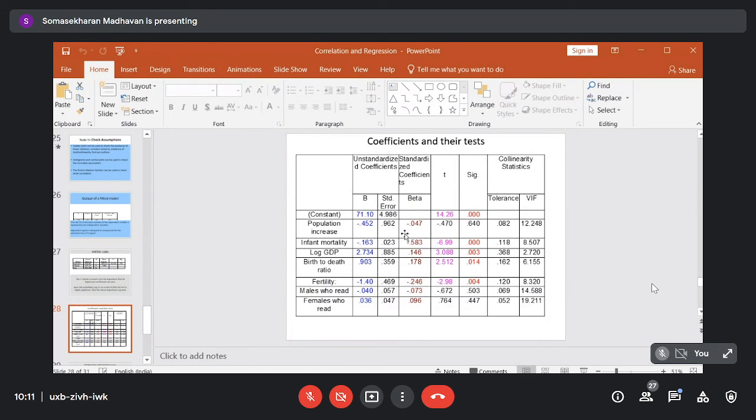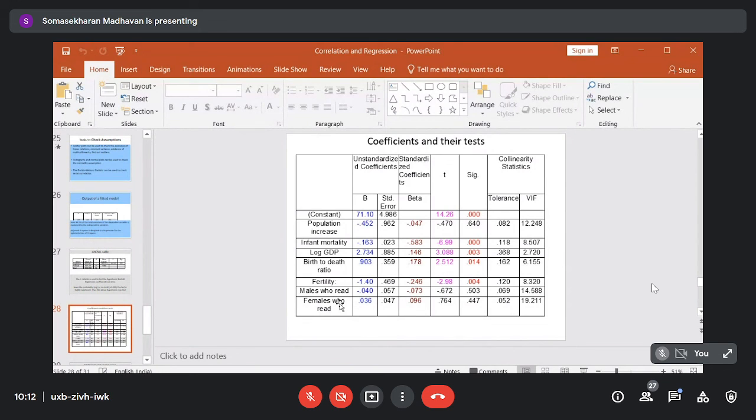But there is still a problem: even if there are this many variables, whether all the variables are significant or not. In order to establish that, you have to go for a t-test for each one. So the t-test, and this is the p-value. The p-value shows that infant mortality is significant at 1%, GDP is significant at 1%, birth to death ratio is significant at 5%, fertility is significant at 1%, and population increase, male literacy, female literacy are not significant.